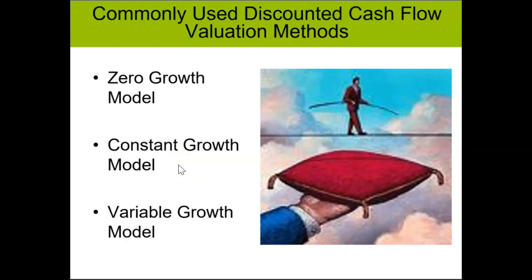So these models are based on growth rate. If you don't have the growth rate, then you can assume that there is no growth and use this. But the most widely used discounted cash flow valuation method is the two-stage method, wherein in the first stage we may have a variable growth rate, and in the second stage we may have a constant growth based on supernormal growth or sustainable growth rate.